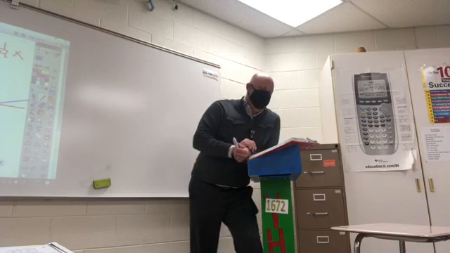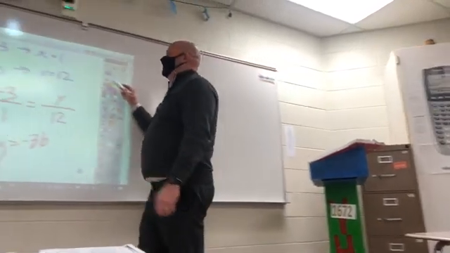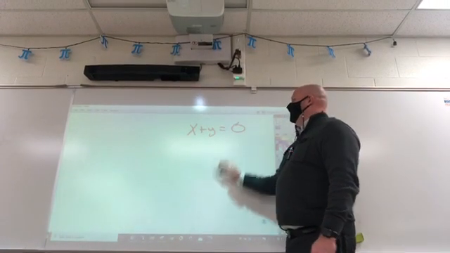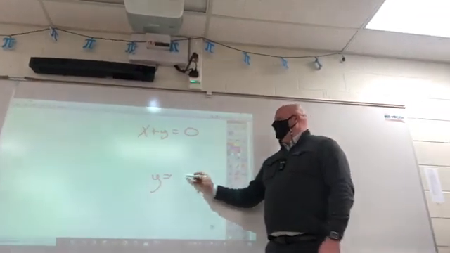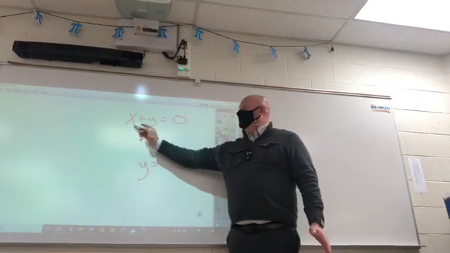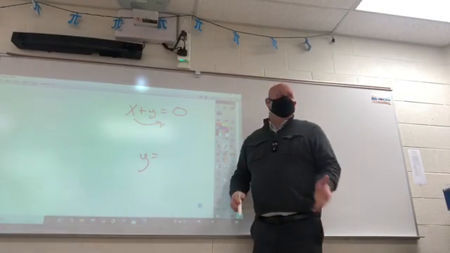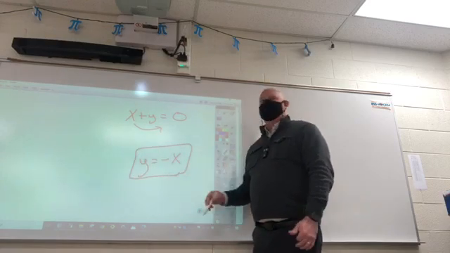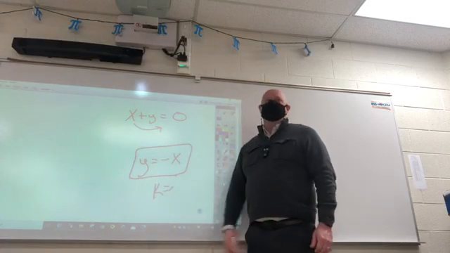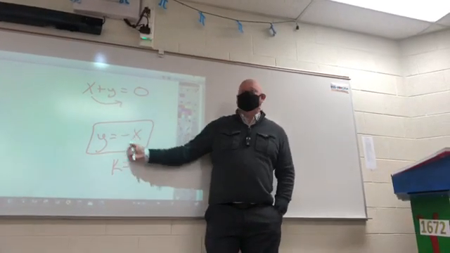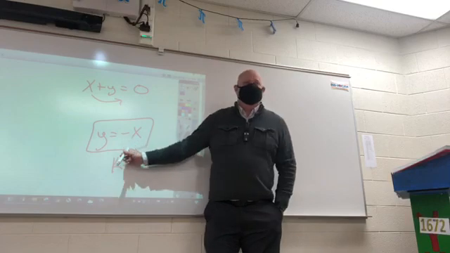How about number 4? What if you just move the x over? That one says x plus y equals 0, doesn't it? Can you make this solve for y? What would it equal? If you move the x over to the other side, what would it be? What's 0 minus x? Be negative x. What's the k value in this case? What's that multiplier? What number is out in front here? Negative 1.